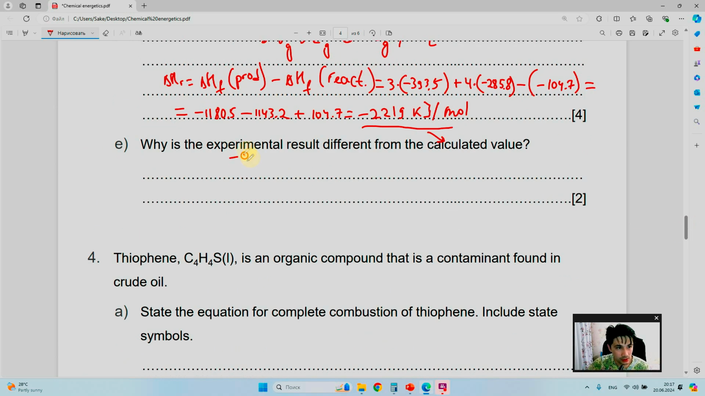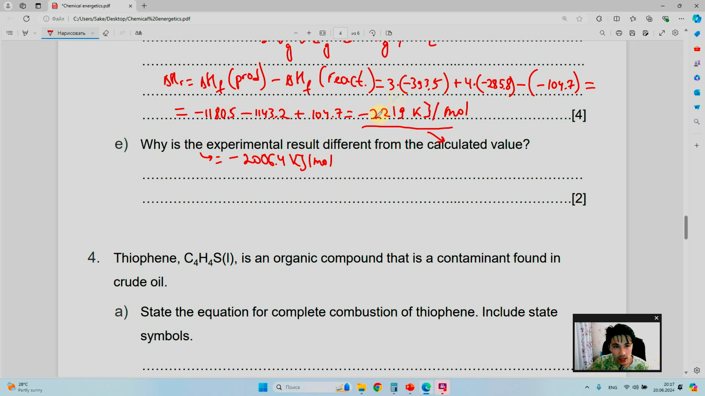So this is kilojoules per mole. So experimental value is this. The calculated one is more exothermic. So we need to explain why we have such a difference, and this gives us 2 marks. Okay, what can you propose here?